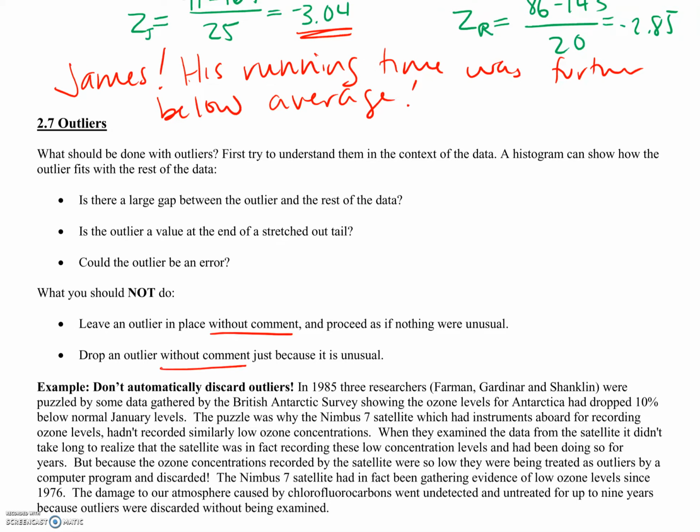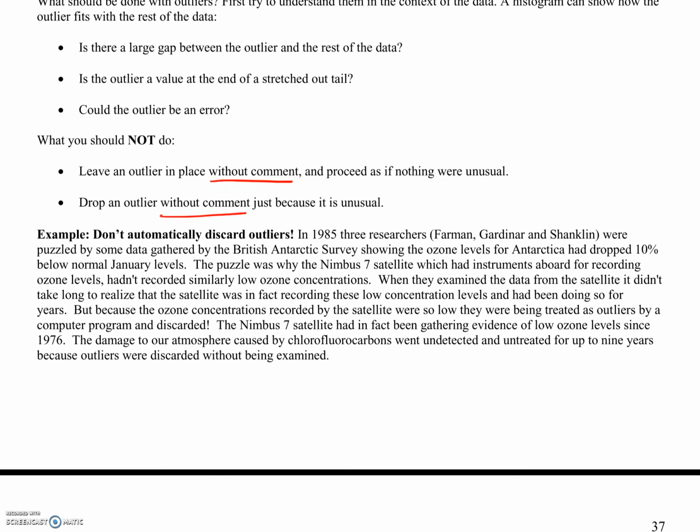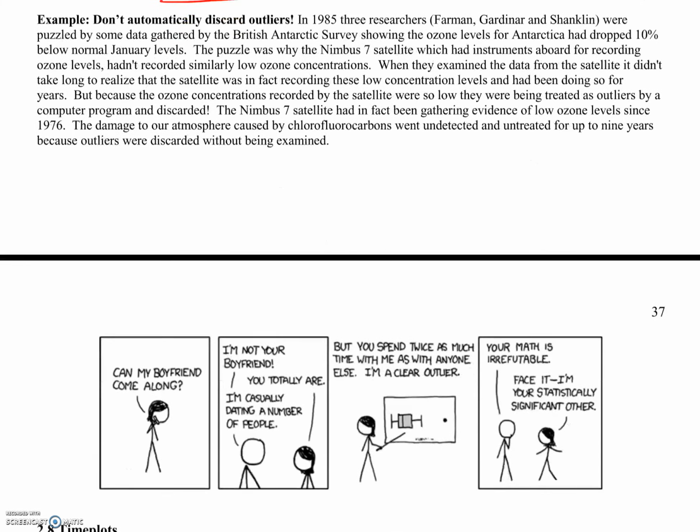So if we're going to throw out people, which I've done in previous studies, because of blood glucose levels that were far, far, far above and below average, you just need to make a comment about it. We excluded these people because of this and have a good reason for it. Excluding them, though, just because they're unusual is usually a bad practice.